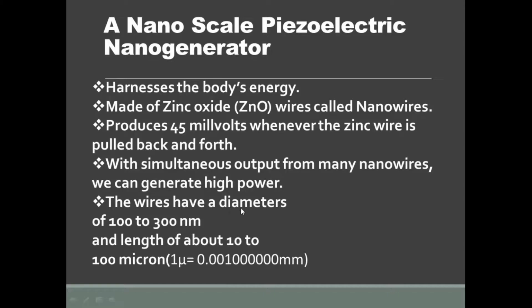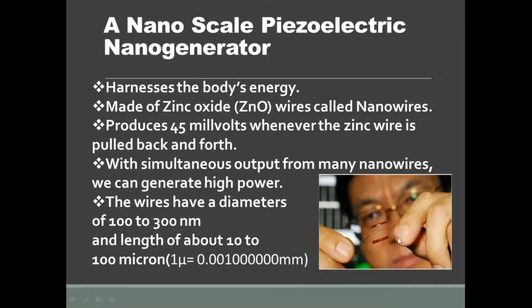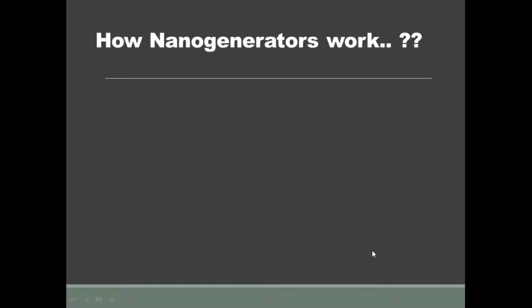The wires have a diameter of 100 to 300 nanometers and a length of about 10 to 100 microns. And here is a figure that a scientist, Zhong Lin Wang, is showing us about the nanogenerators.